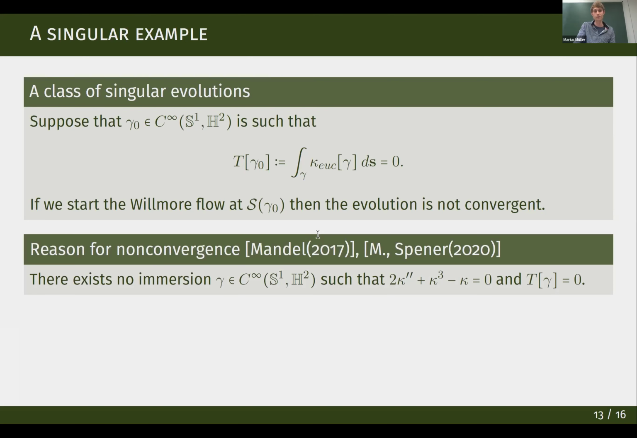This one can show. And what is the reason? Basically, the reason is that there's no possible limit available, because what one can show is that there exists no closed curve that is a critical point of the Willmore energy, so that satisfies Euler's Elastica equation, and that also satisfies that this total curvature, that this integral, is 0. And this integral turns out to be a flow invariant.